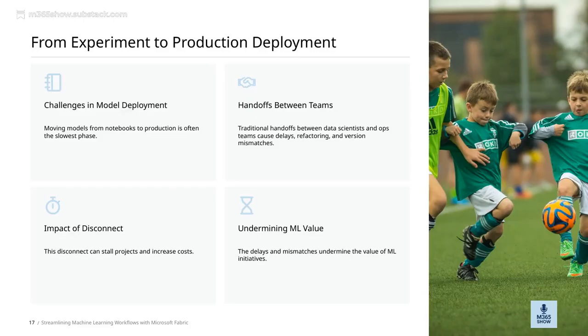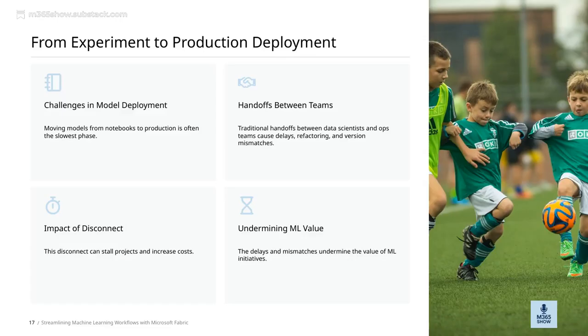One of the main issues is the traditional handoff process between data scientists and operations teams. These handoffs often cause delays, require rework, and lead to version mismatches, which further complicate deployment. Moving models from notebooks into production environments is typically the slowest phase in this process, and that's where a lot of bottlenecks happen. This slide highlights the importance of streamlining these workflows. When we can reduce these delays and improve collaboration, we unlock the true potential of machine learning and get value to the business faster. That's what Microsoft Fabryx aims to address, making the transition from experiment to production smoother and more efficient.